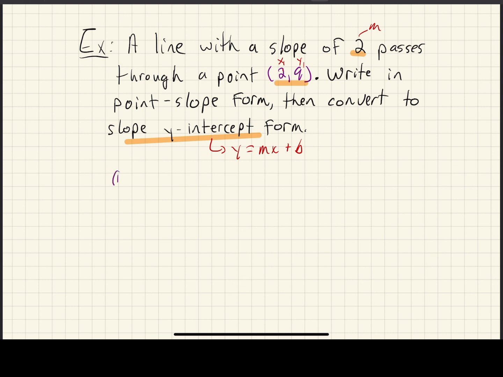So the first thing we're going to do, like it asks, is write it in point-slope form. So we're going to go y minus y1 equals m times x minus x1. And then that'll be y minus 9 equals 2, for the slope, multiplied by x minus 2. So this is the first part of the question.